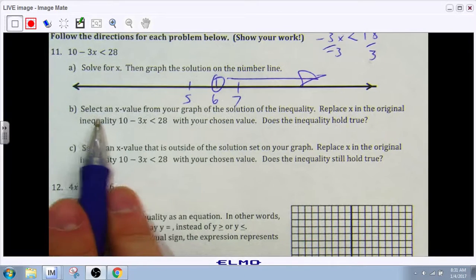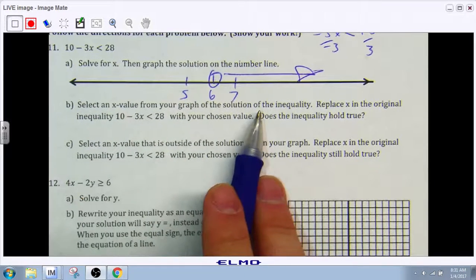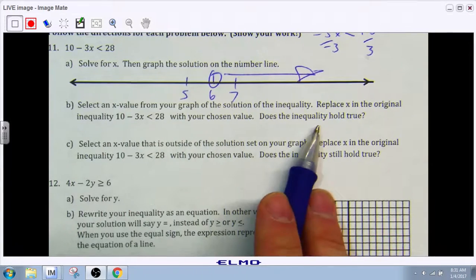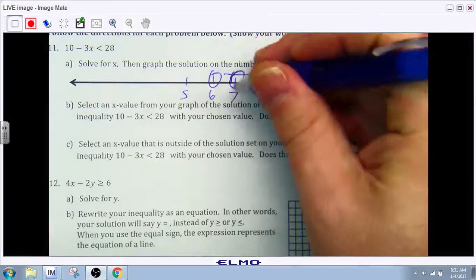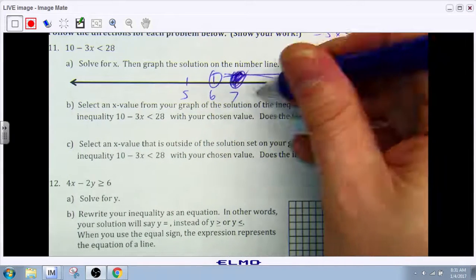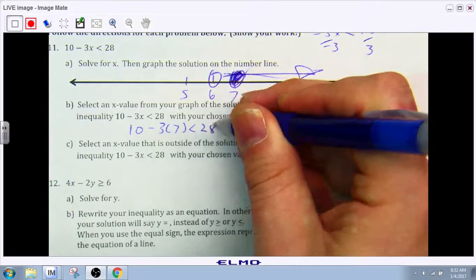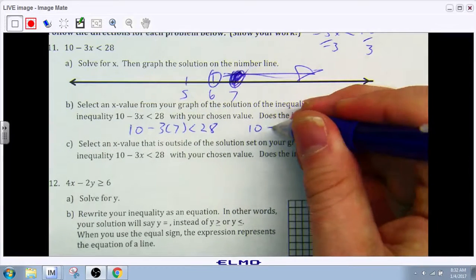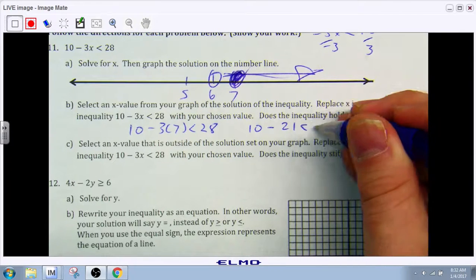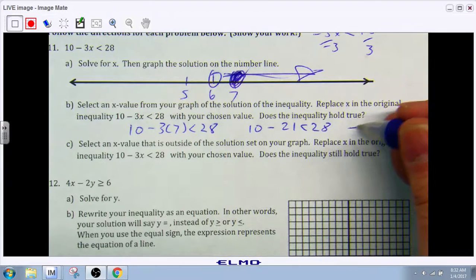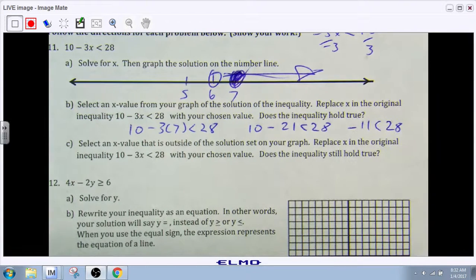Then it says select an x value from your graph of the solutions of the inequality. Replace x in the original equation. Does the inequality hold true? Okay. So let's choose 7. 7 counts. 7's one of my highlighted values. So if I do 10 minus 3 times 7 is less than 28, does that work? Well, 3 times 7 is 21. Is that going to be less than 28? Well, yeah, it is. Absolutely it is. Because 10 minus 21 is negative 11, and negative 11 is certainly less than 28.